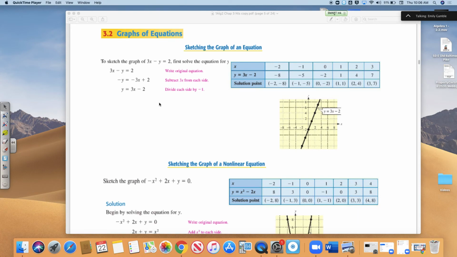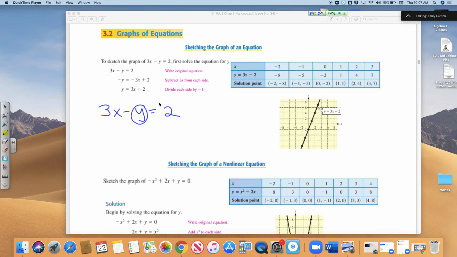So today we're going to be sketching graphs of equations, and the first example is saying to sketch the equation 3x minus y equals 2. The first thing you're going to want to do is always take every equation and solve it for y. So 3x minus y equals 2 cannot be put into your graphing calculator because your graphing calculator interprets everything as y equals. So in order to put anything in here, you first will have to solve this thing for y.